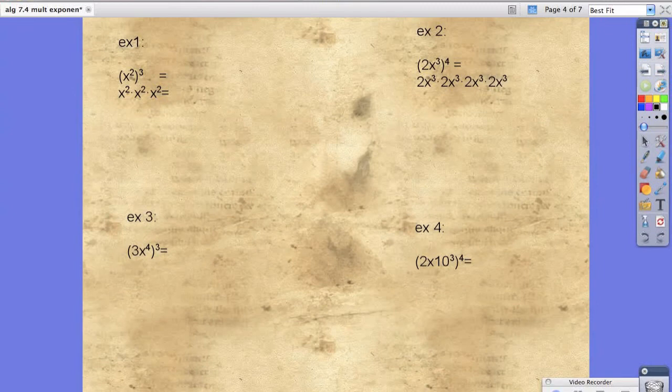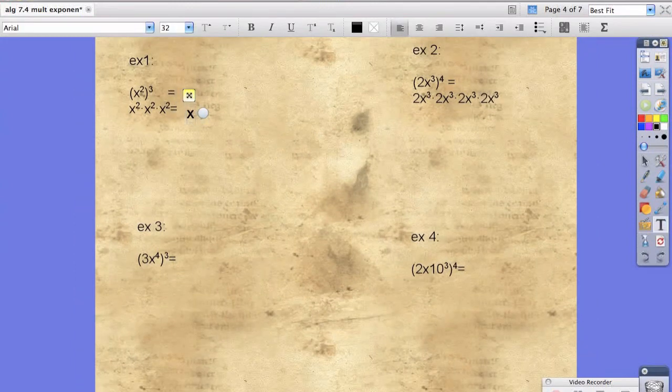Example 1 gives you x squared quantity to the third power. So keep in mind the parentheses are the word quantity. It tells us how many we actually have. So x squared quantity to the third power says we have x squared 3 times, or x squared times x squared times x squared. So we're going to solve the bottom one first just so you have a better understanding. 2 plus 2 plus 2 is x to the 6th power.